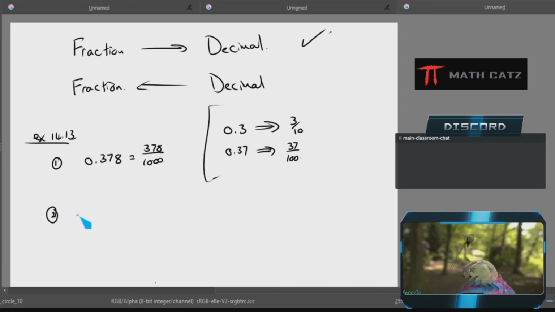Let's look at number 2. That 8 is in the hundredths position. It's 8 hundredths.